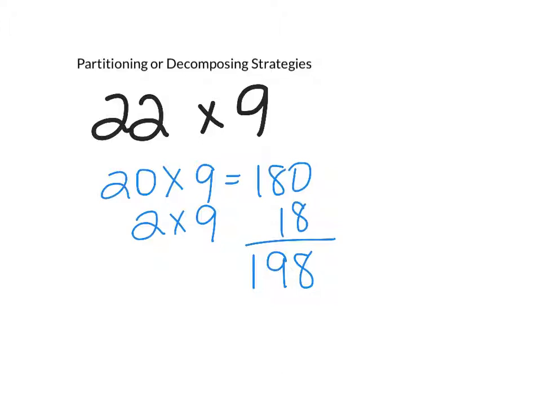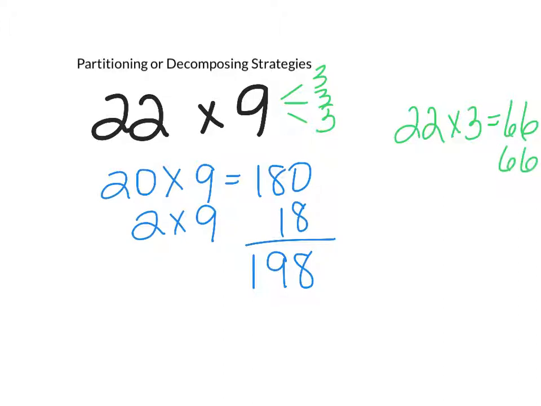Another cool way you could think about this would be to divide the 9 into 3, 3 and 3. So we need 22 groups of 3, but we need it 3 times. 22 times 3 is a pretty easy problem to work out and to kind of think about. So it's 66, and then we would just do 66 3 times. So 6 plus 6 plus 6 is 18. Carry my 10. 60, 60, 60 is 180, plus 1 is 190.